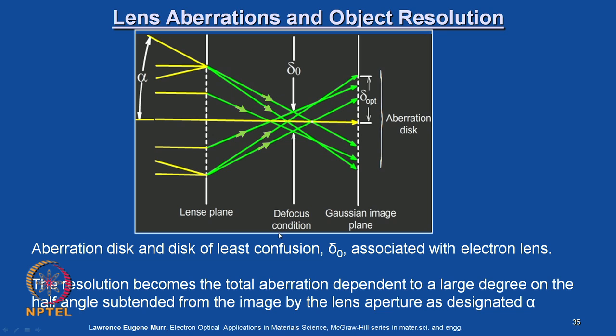I want to emphasize again, please make sure that you understand this. It is not a completely focused condition. This could be because of any aberration, but the smallest distance, delta naught, is the least confusion. And if you look at delta optimum, which is much larger in the image plane, you may think that at the defocusing condition your image resolution is better. Is that so? It may be the case. We will see in the coming slide.